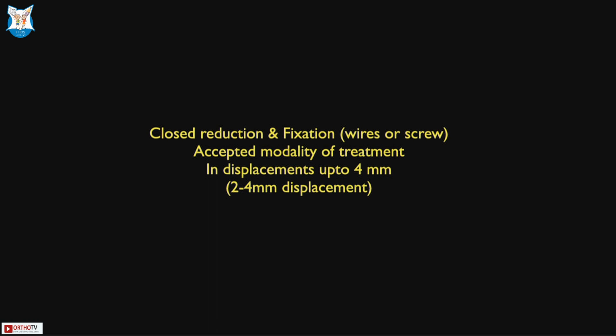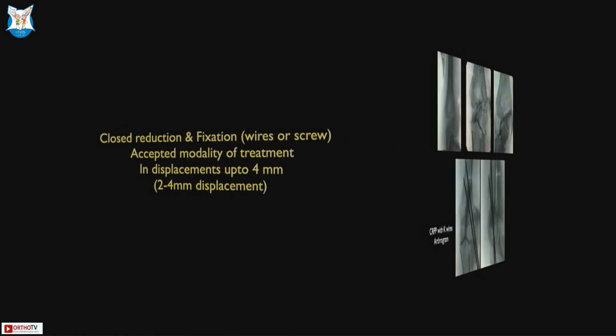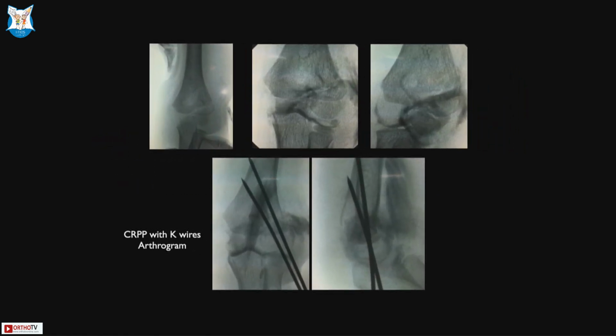However you reduce it, your choice of fixation can be, depending on the metaphyseal fragment, either wires or screw. You use your surrogate measure of displacement to determine whether closed reduction will work. So here again, closed reduction, you can see that the fracture gap is closed. Do an arthrogram. That's the only way that you can make sure that the articular cartilage is intact.